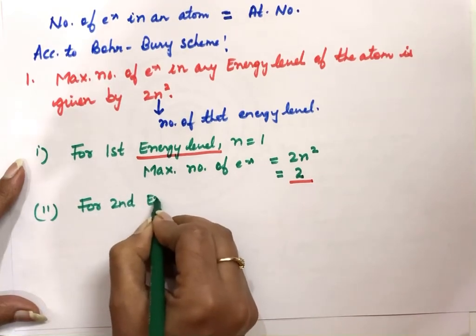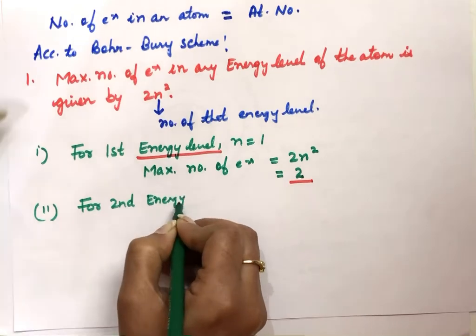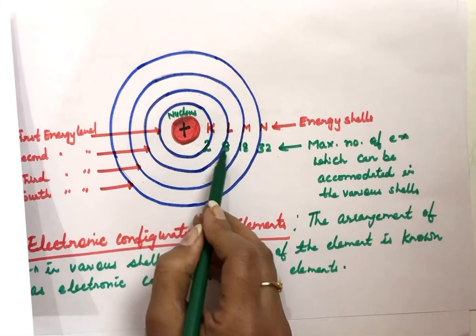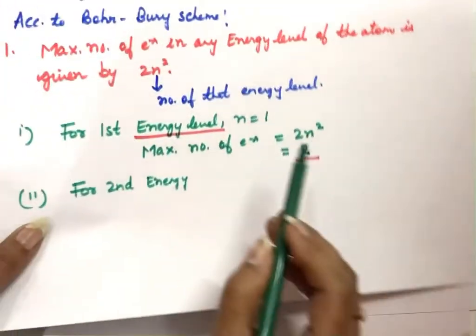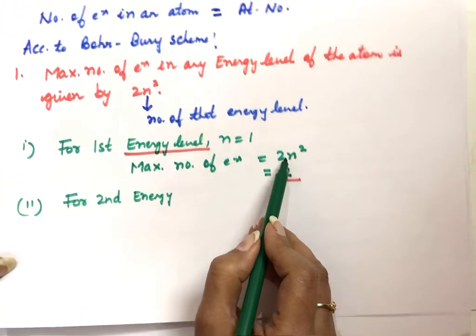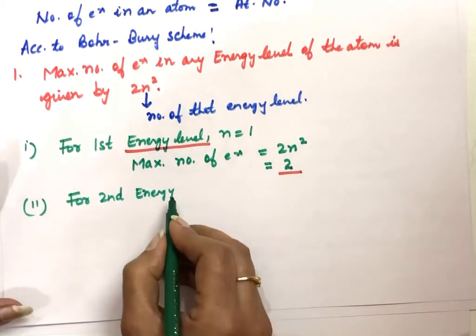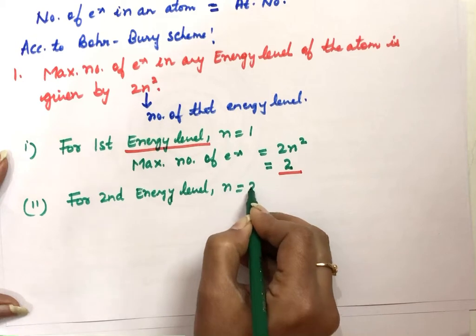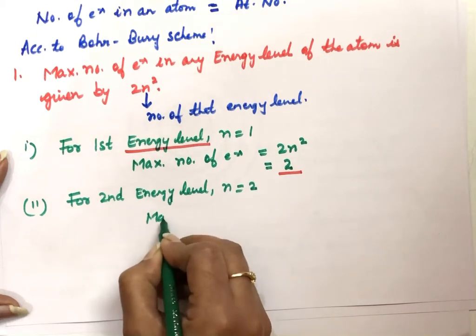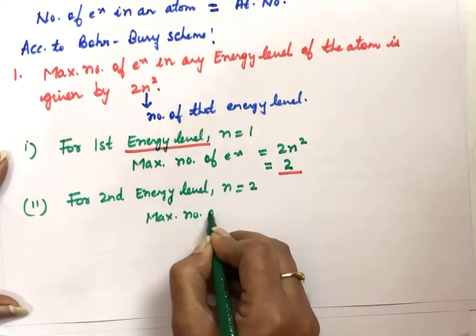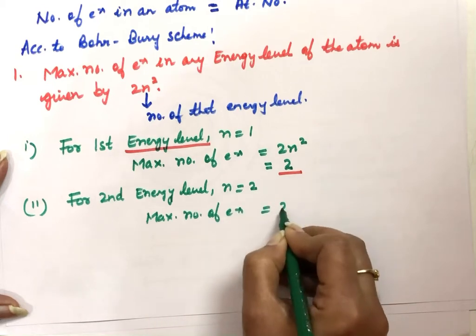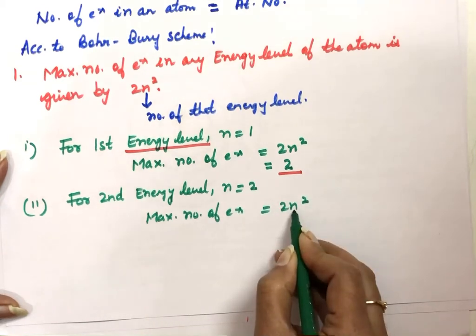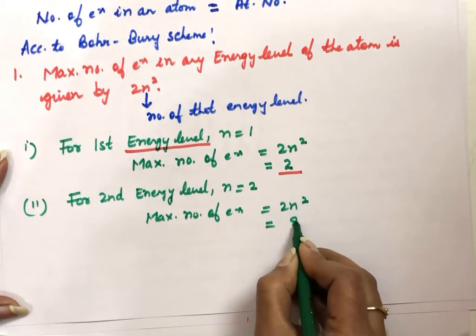in that diagram we have drawn that there are 2 electrons in the first energy level, then there are 8 in the second. How do we calculate these? This is calculated using this formula, that is 2n square. Now for the second energy level, the n value is 2. So how many maximum electrons will be here according to this formula? Fill the n value as 2 here. When we fill 2 here, this will come out to be equal to 8.